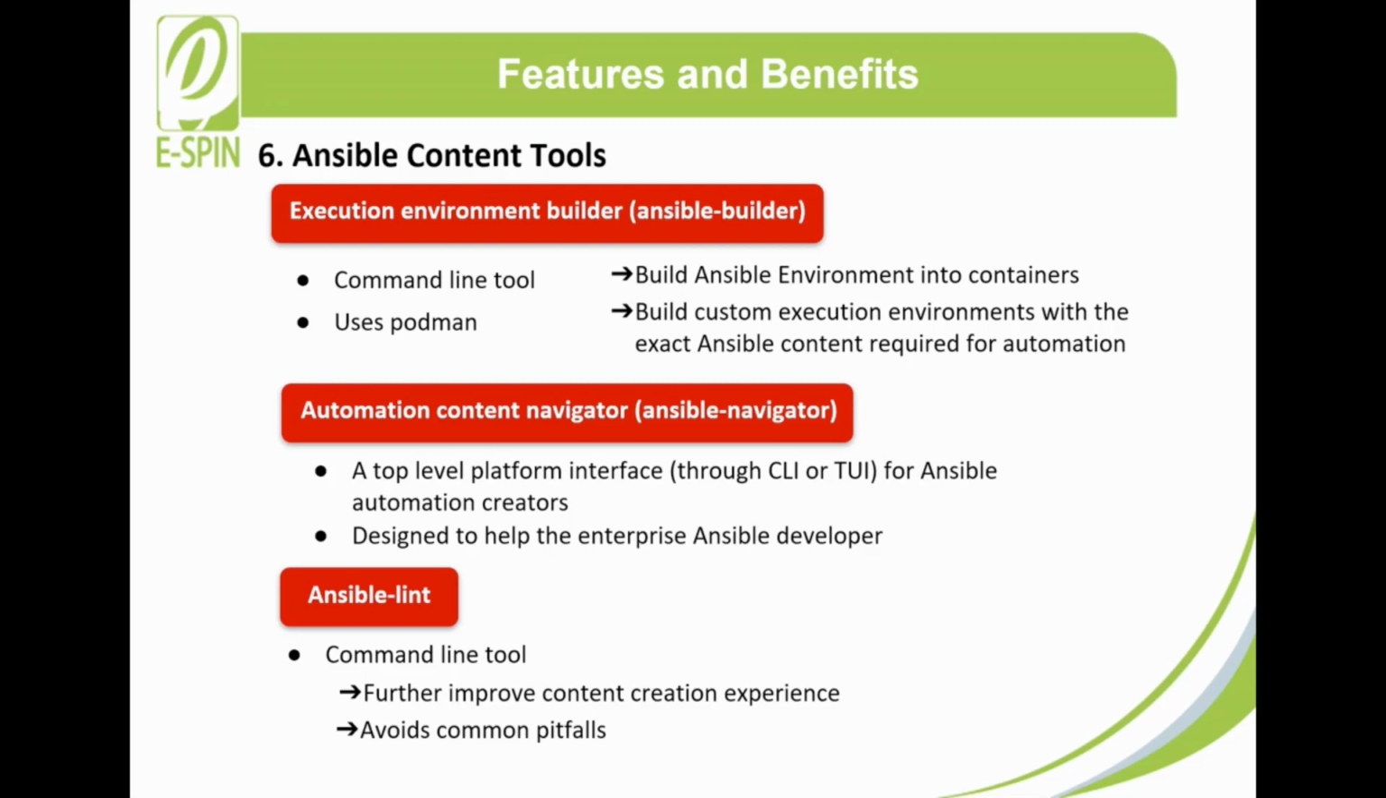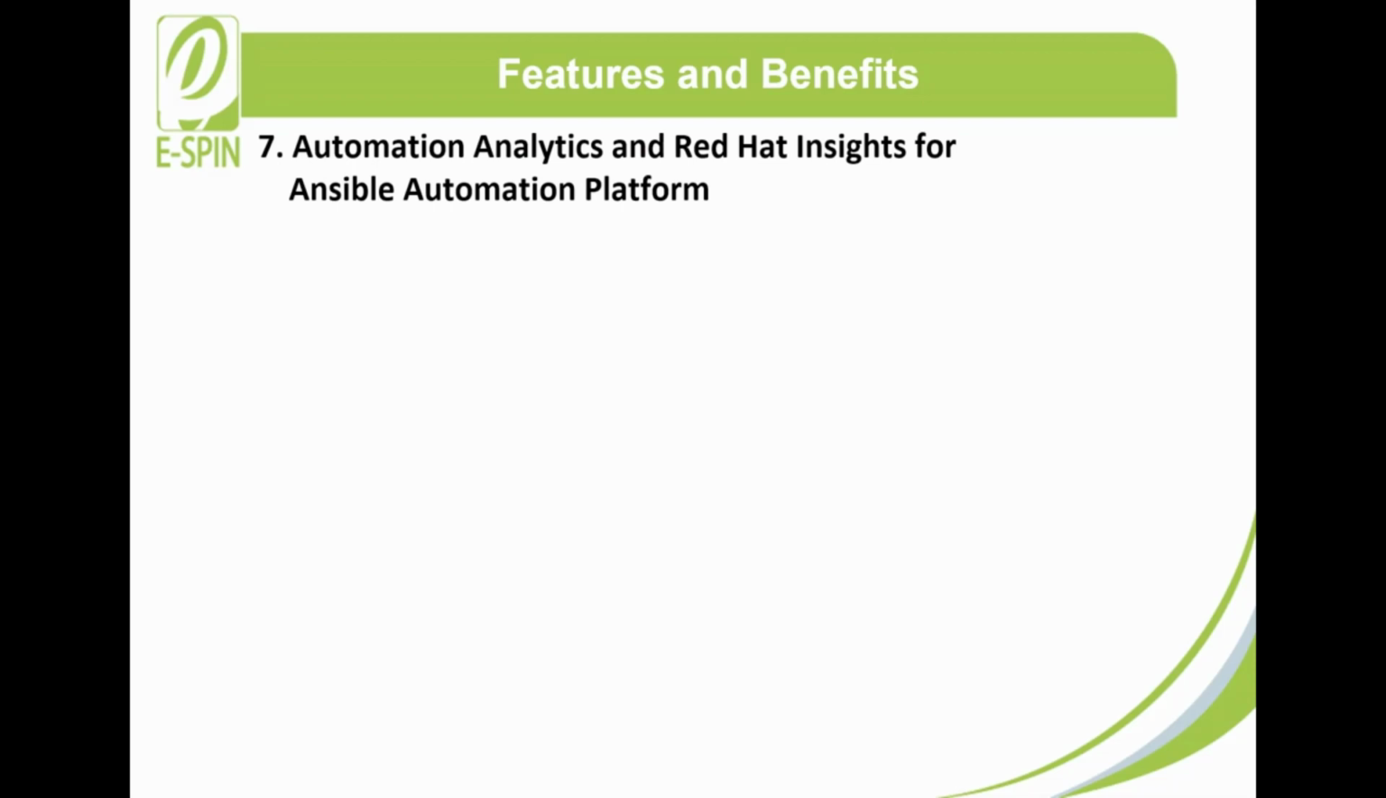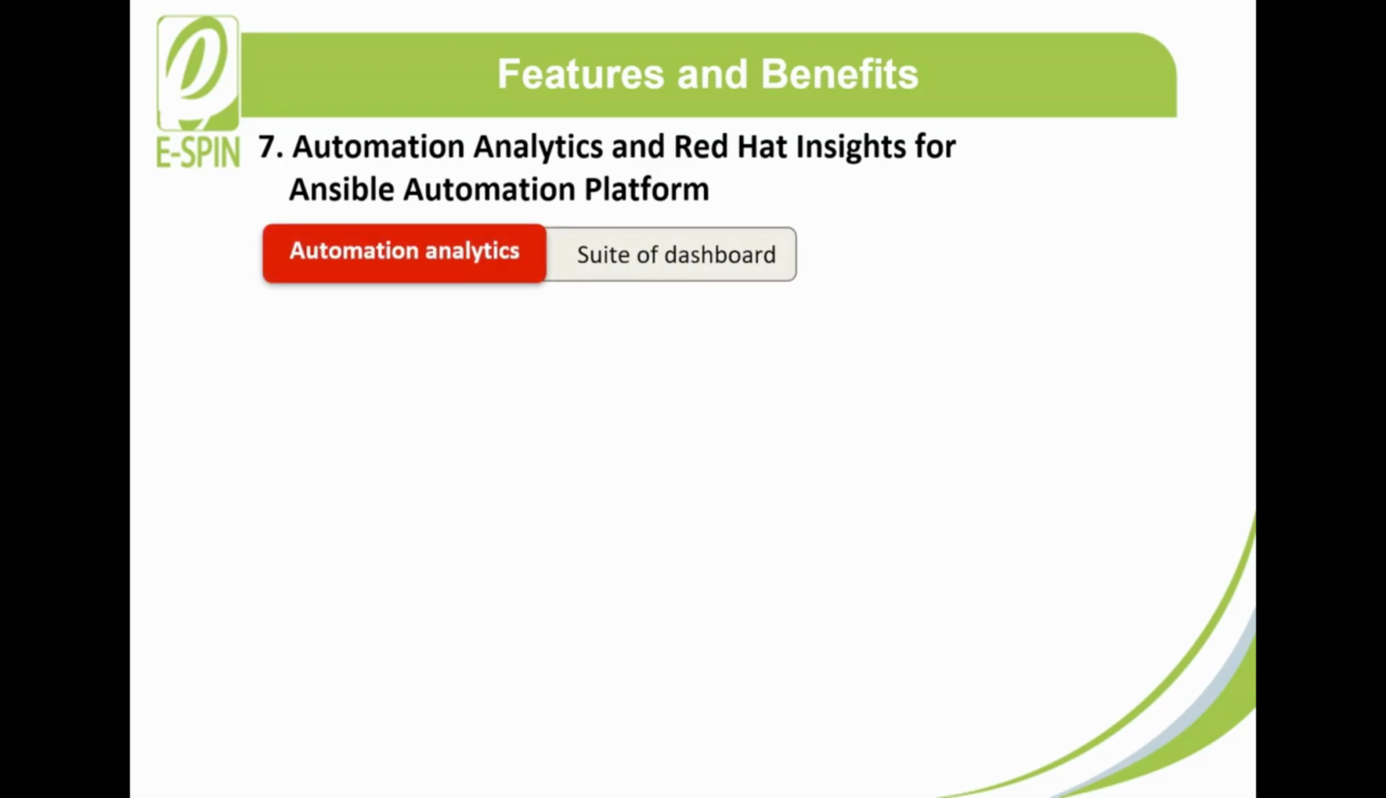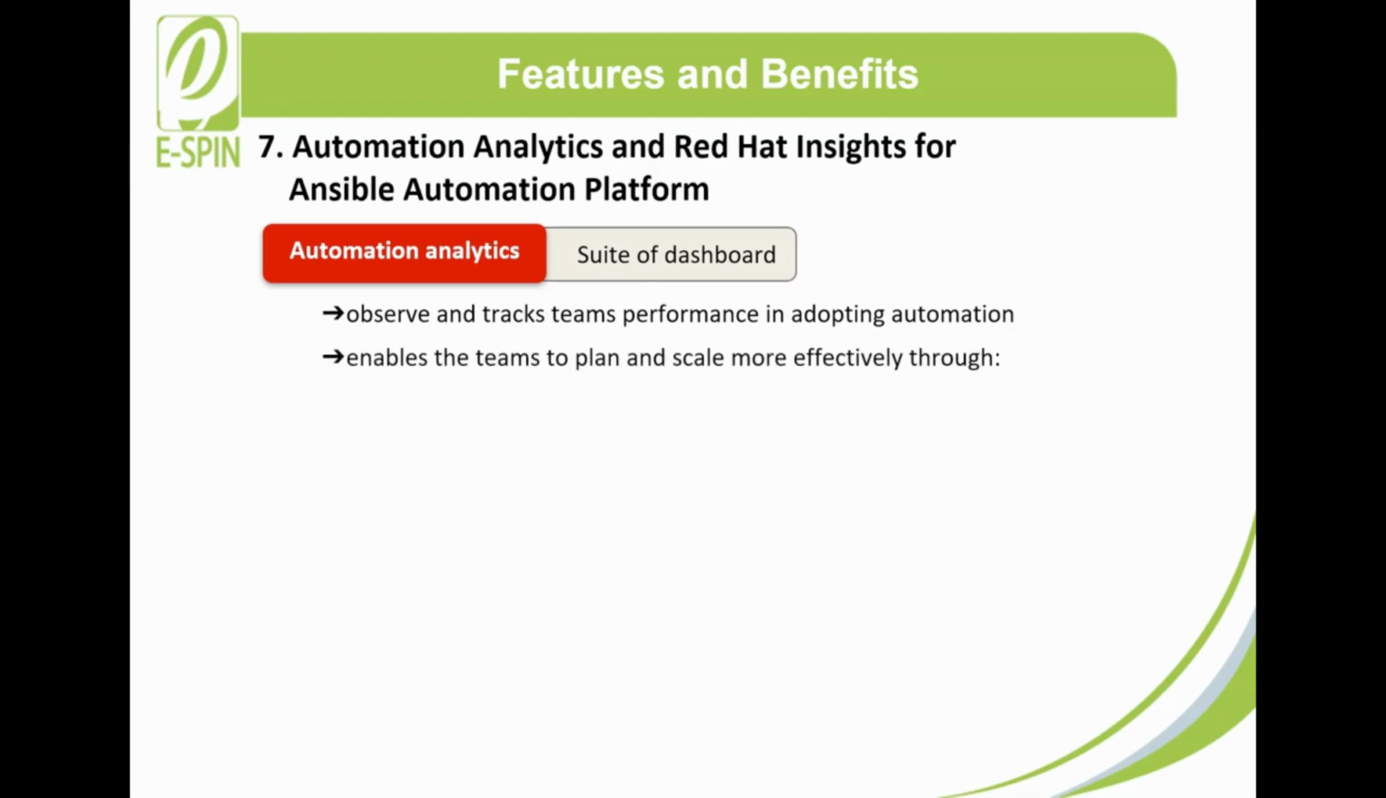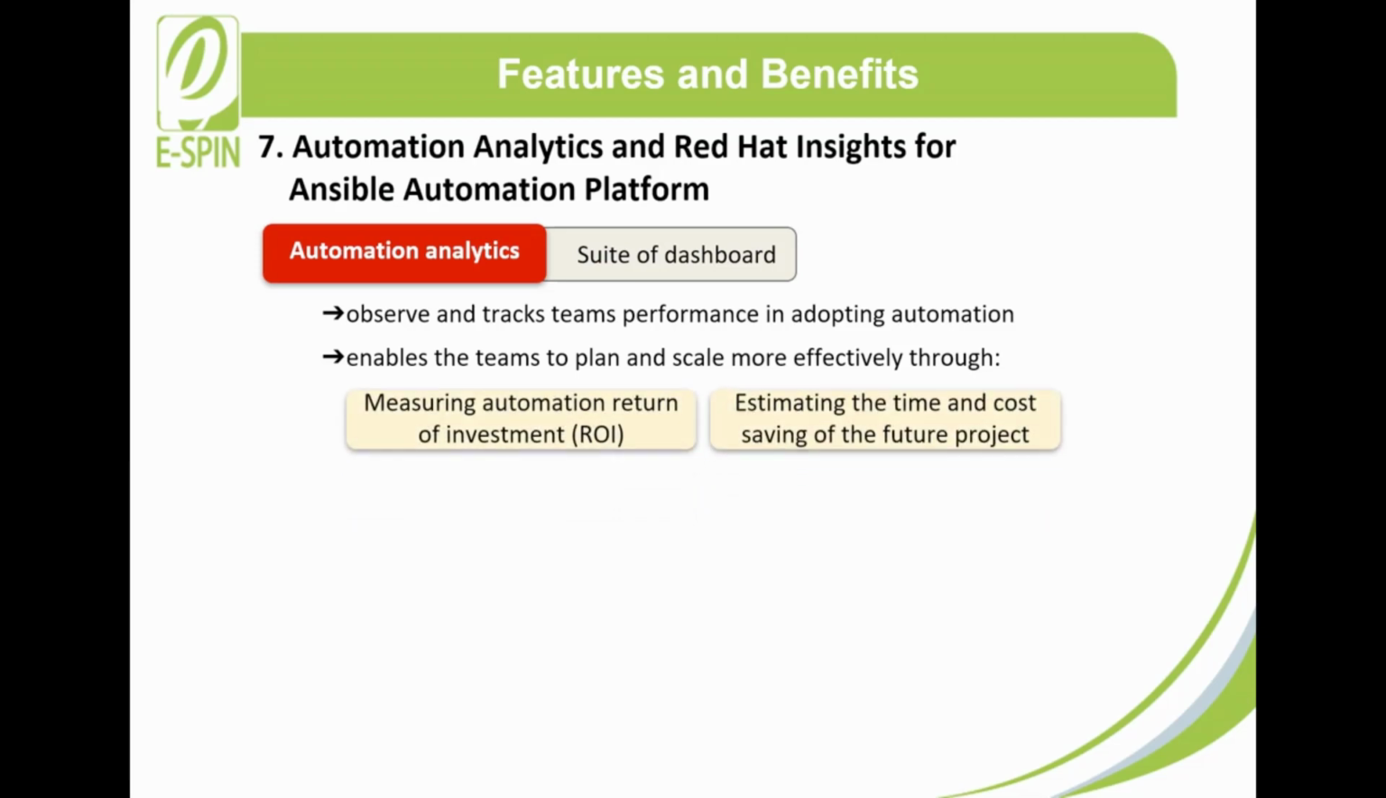harder to maintain. 7. Automation Analytics and Red Hat Insights for Ansible Automation Platform. Firstly, Automation Analytics is a suite of dashboards that helps IT leaders and automation architects to observe the team's performance in adopting automation and track the success of those efforts. It enables the teams to plan and scale more effectively by measuring automation return on investment, ROI, and estimating the time and cost saving of the future project.